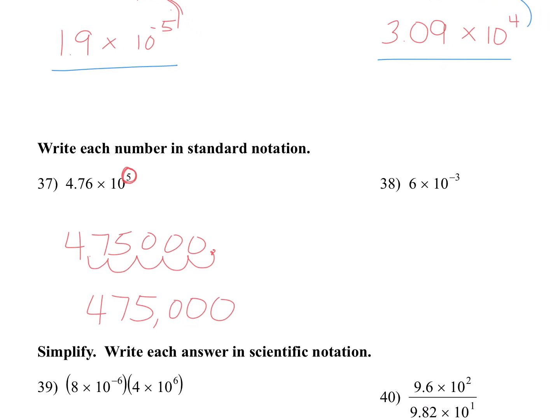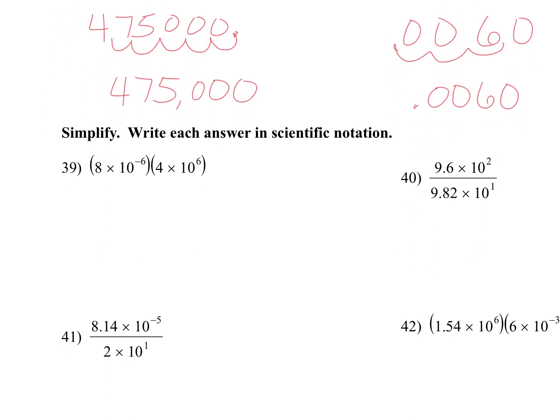Okay, and the number 38, we have 6. That exponent tells me I'm going to move in which direction? Left, yep. 1, 2, 3. Fill zeros. So we have 0.0060.